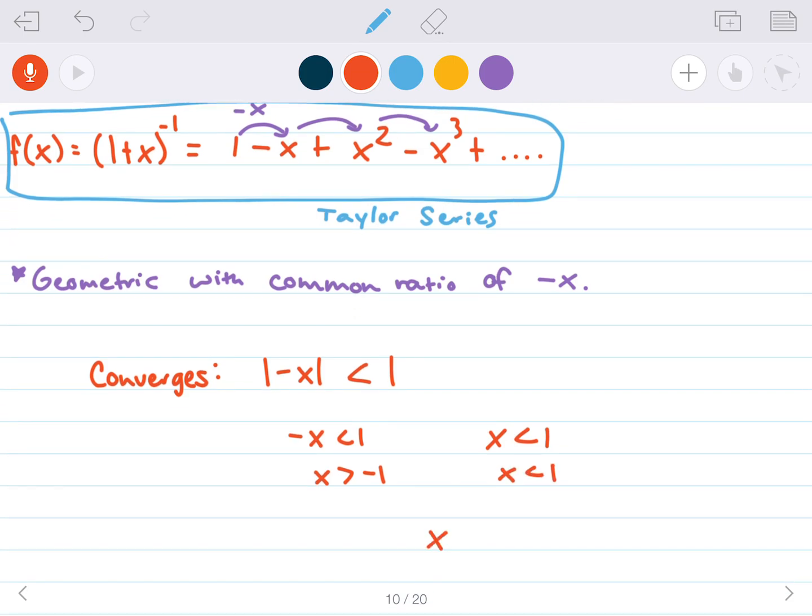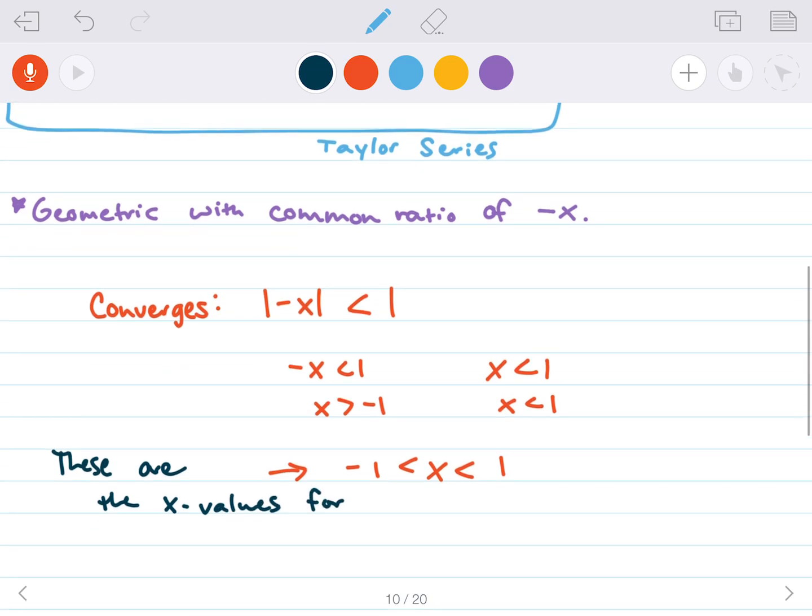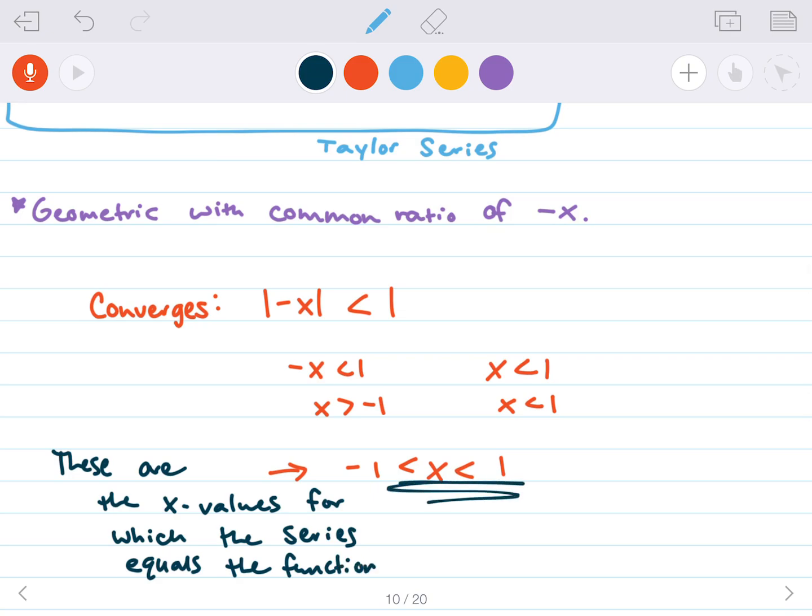And so what we have here is x is between negative 1 and 1. So these are the x values for which the series equals the function. So these are all the x values that this series converges on.